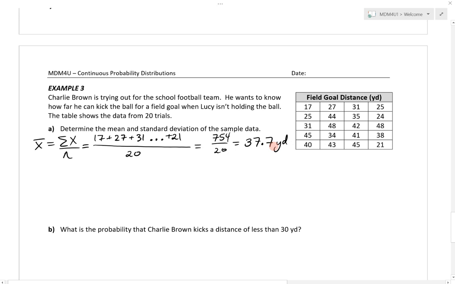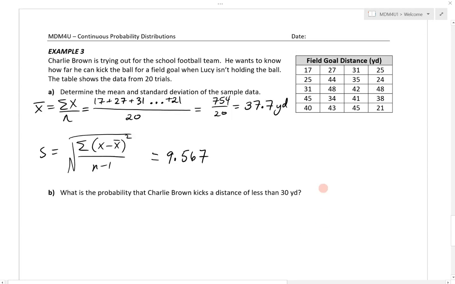Okay, so what about the standard deviation? Standard deviation is governed by this formula, the square root of the sum of (x minus x bar) squared, divided by n minus 1, or you could use the other formula that was given to you. But if you put this into Excel and calculate the standard deviation, you get a standard deviation of 9.567.